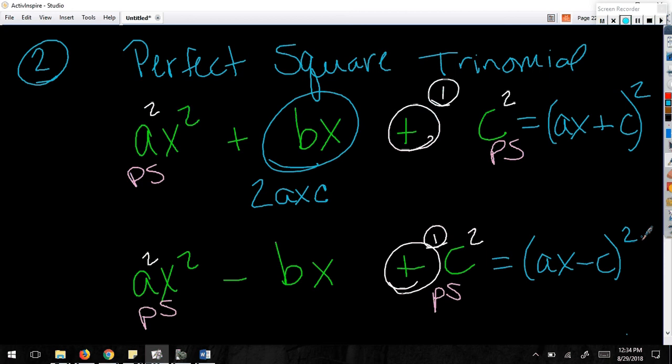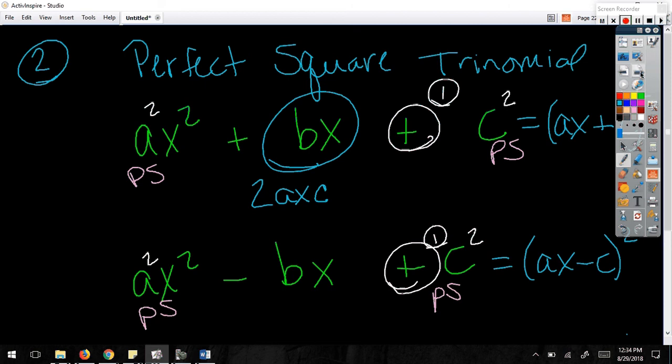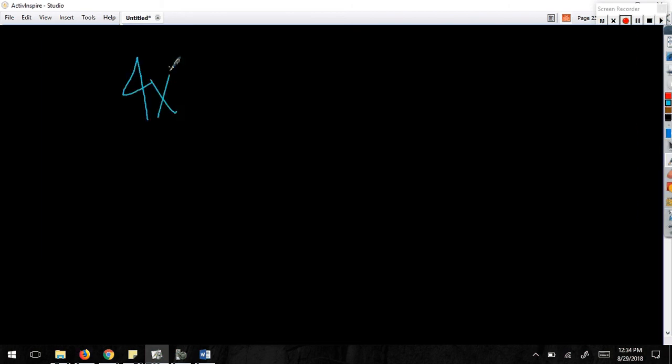Let me give it to you with some numbers instead of all the variables, and I think it'll make more sense. Miss Wilson always says it has to square dance. Plus, let's do 25, 2, and 20. So you're asked to factor this, okay? And I hope the first thing you notice is that the ends are perfect squares here.